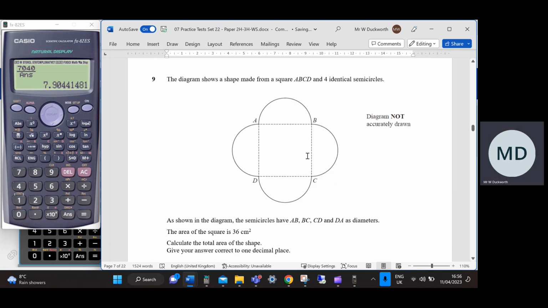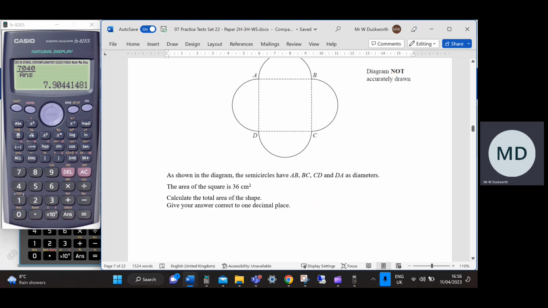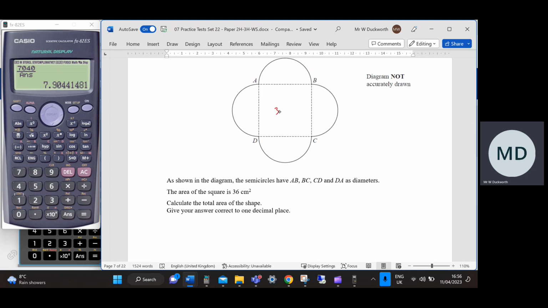Right, question 9. The diagram shows a shape made from a square and 4 identical semicircles. As shown in the diagram, the semicircles have AB, BC, CD, and DA as diameters. The area of the square is 36. Calculate the total area of the shape, giving your answer correct to one decimal place. So 36 centimeters squared, and if this is a square, it must be, so let's show it. The square root of 36 is equal to 6. So each dimension has got to be 6 centimeters.